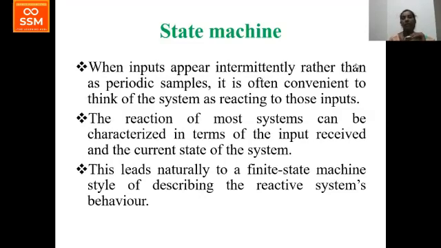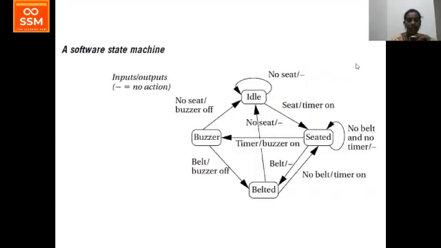Here, for state machines, the inputs are coming in an irregular manner. So we go with the reactive system. Here, the state machines act as a reactive system. The output of the state machine depends upon the present inputs as well as the current state of the system. So this is also called a finite state machine. It has reactive system behavior. So let us see an example.